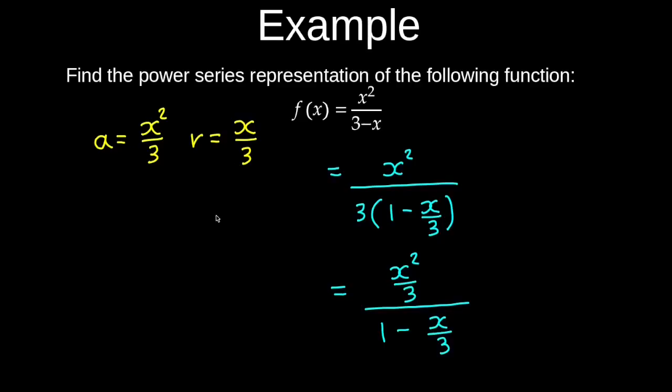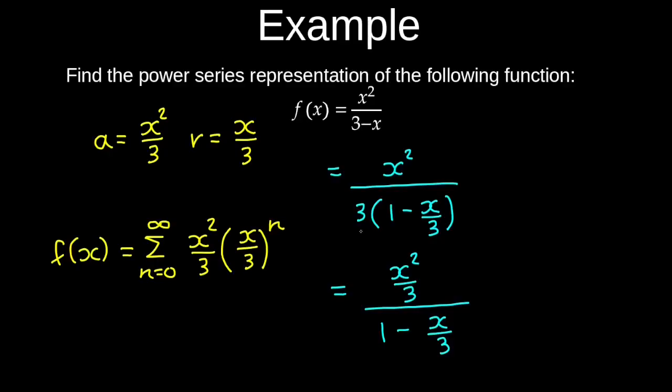So therefore we can write the function as an infinite sum of the constant multiplied by the ratio to the power of n. And you can simplify this further by adding the exponents. So there'll be x to the power of n plus 2 over 3 to the n plus 1.